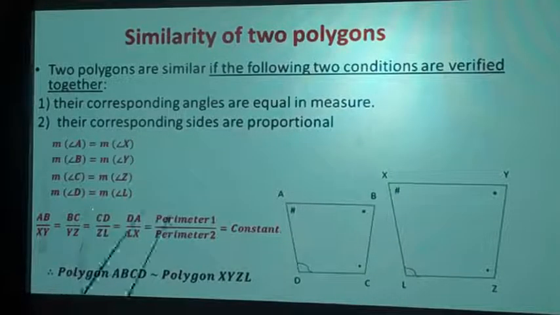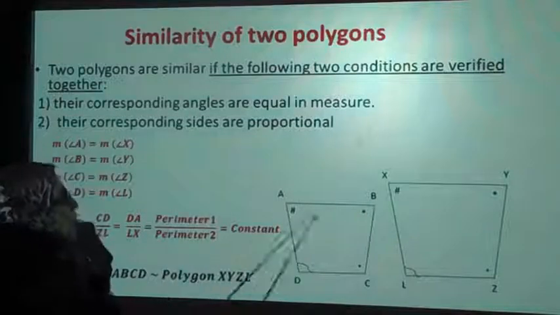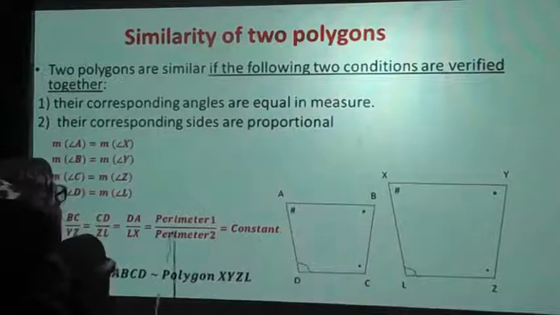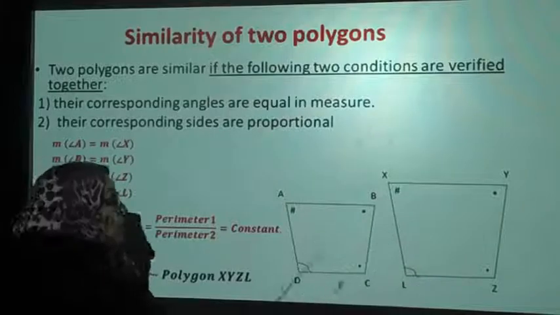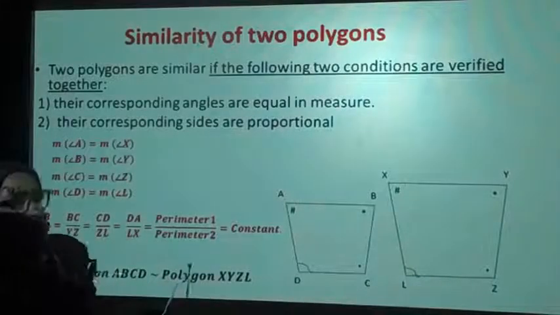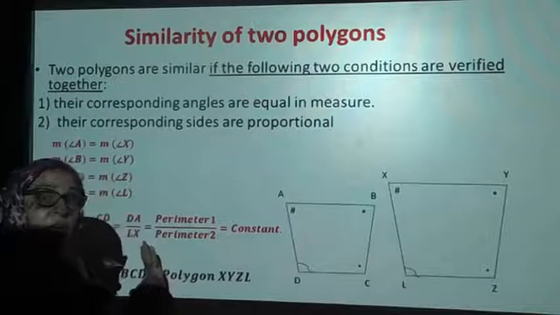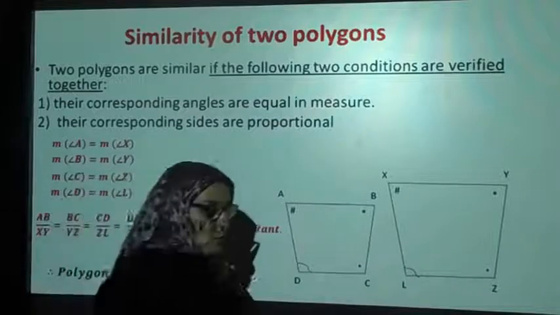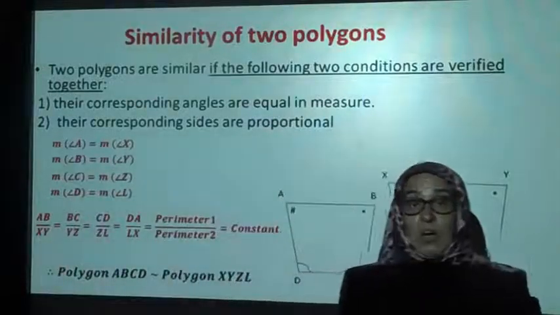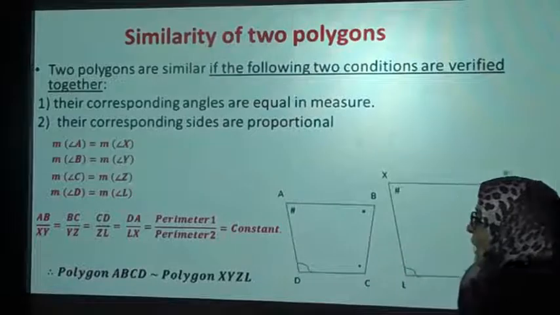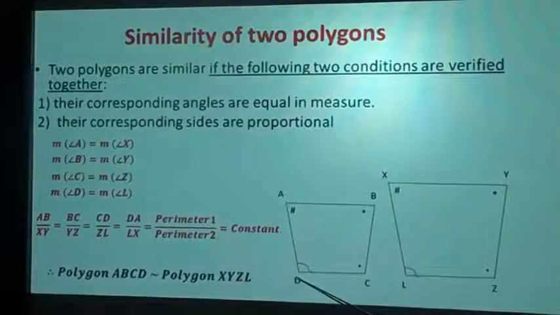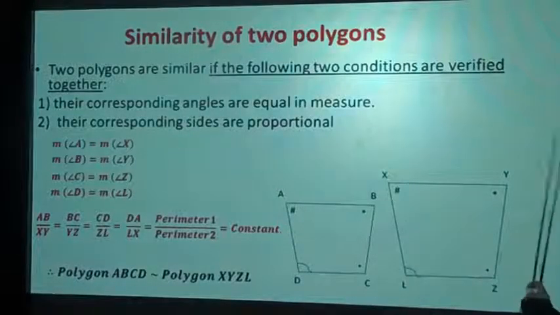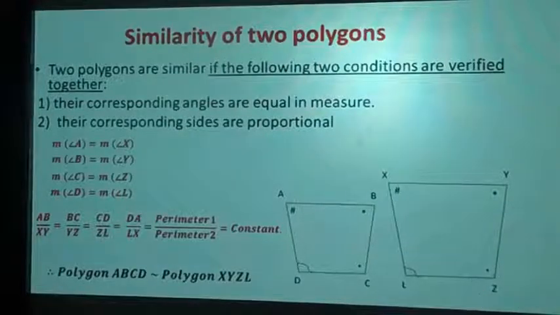And this ratio is also the same ratio of the perimeters. So the perimeter of the first shape is proportional to the perimeter of the second shape. And all these ratios are equal and have a constant value. In this case, we can say that the two shapes are similar. So ABCD is similar to XYZL.